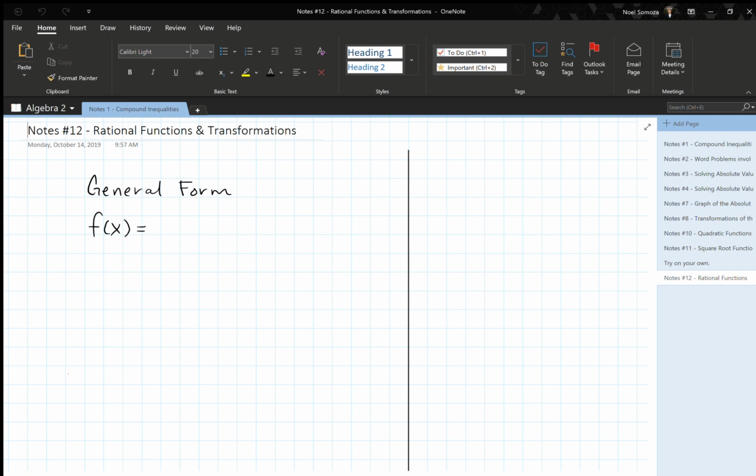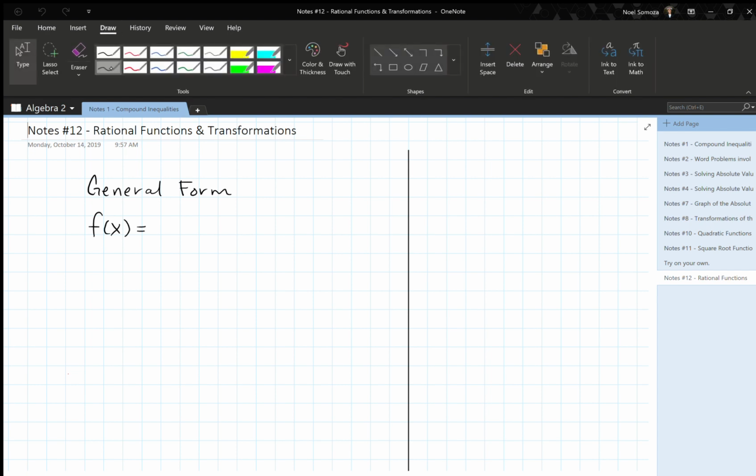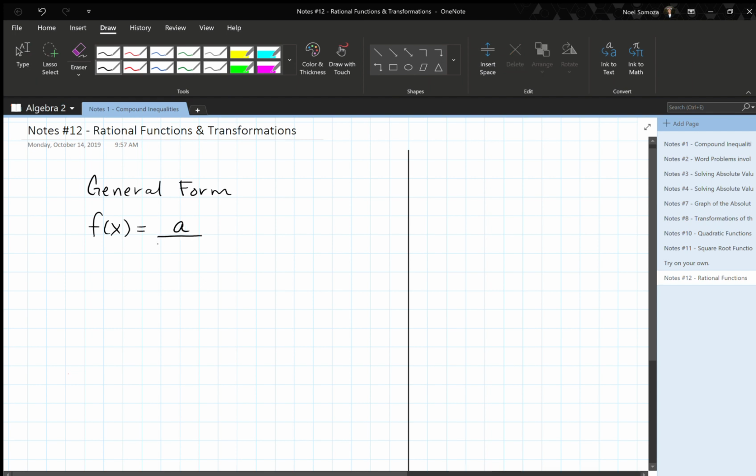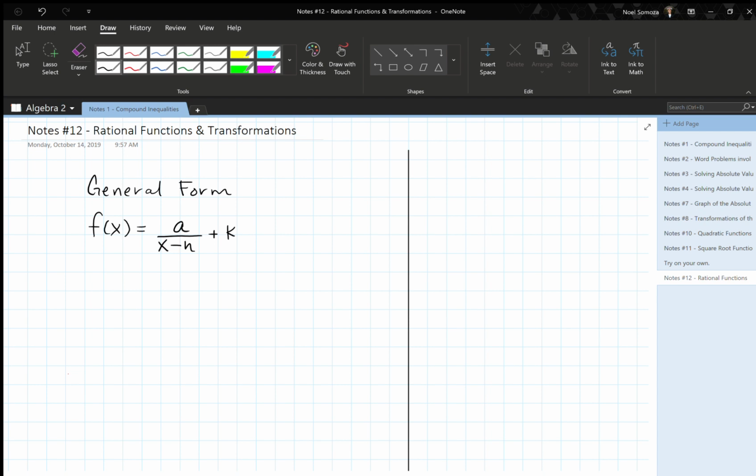Okay, so let's get started here with the general form. The general form is going to look like a over x minus h plus k, where k is added to the outside of the fraction. a, h, and k are still the same pieces of the function that we've had for absolute value and square root. So a still controls direction and whether it stretches or compresses. h controls shifting to the left and right, and k controls any shifts up or down.